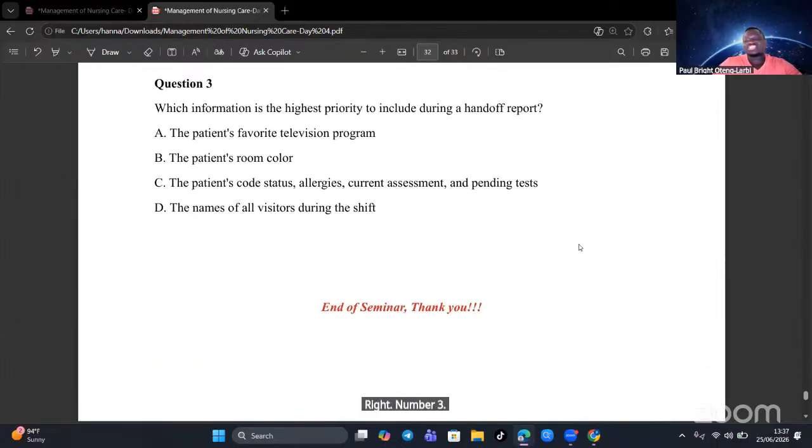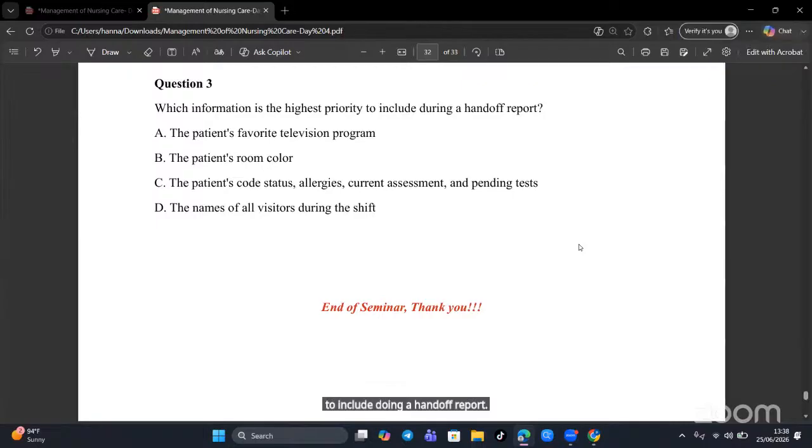Right. Number 3, and that's the last question. Which information is the highest priority to include during a handoff report? The patient's code status, allergies, current assessment, and pending tests. That's the C.